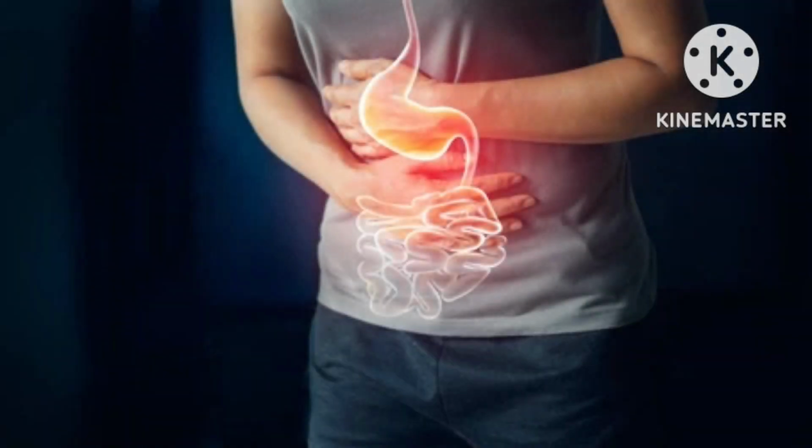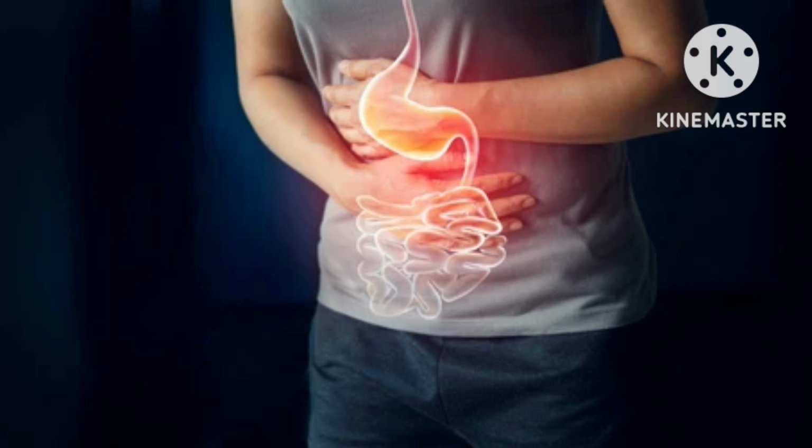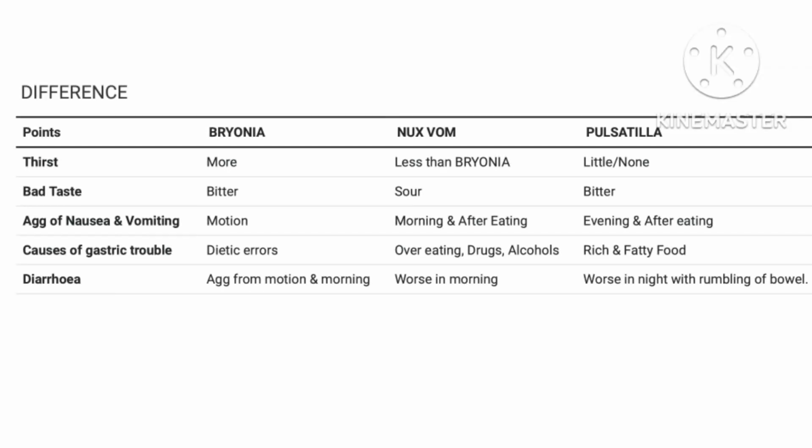Now we will discuss the difference between Bryonia, Nux vomica and Pulsatilla for different disorders of digestion. All three remedies have a sensation as of a stone in the stomach, but Bryonia and Nux vomica have it more than Pulsatilla. In case of Bryonia, the thirst is more, that is for large quantities of water, as the mucous membrane is dry in Bryonia. In Nux vomica, the thirst is much less than Bryonia. In Pulsatilla, thirst is little or none.